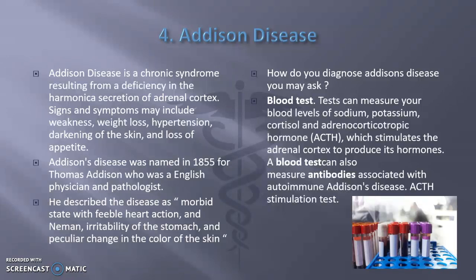How do you diagnose Addison disease, you may ask? Blood tests can measure your blood levels of sodium, potassium, cortisol, and ACTH, a hormone which stimulates the adrenal cortex to produce its hormones. A blood test can also measure antibodies associated with autoimmune Addison's disease. The ACTH stimulation test is what it's called. Here in the bottom right corner, I put a picture of blood vials to signify that it's a blood test.